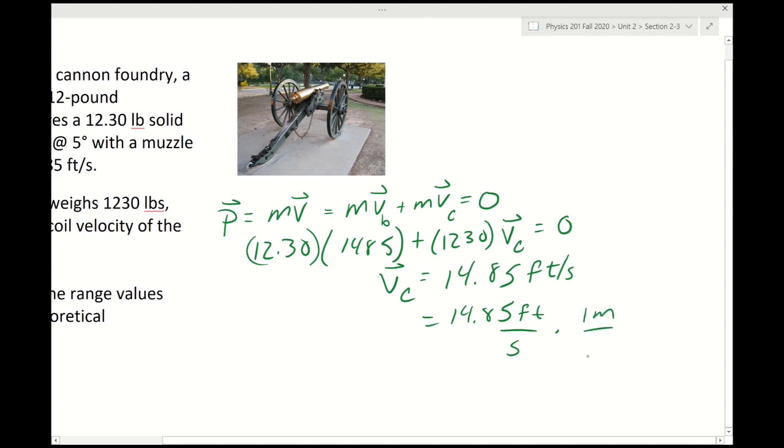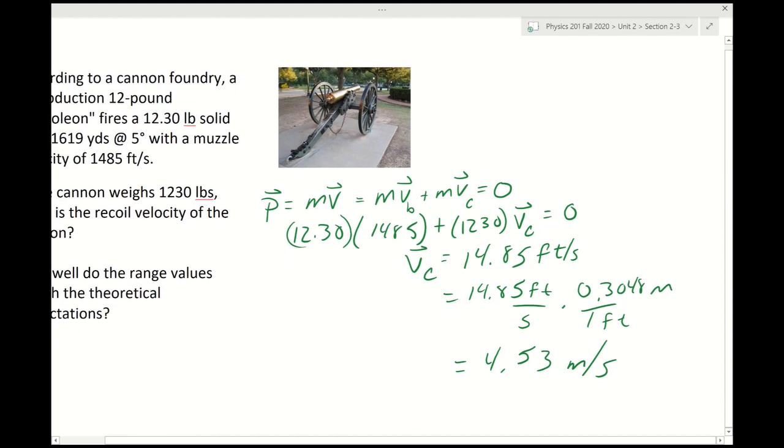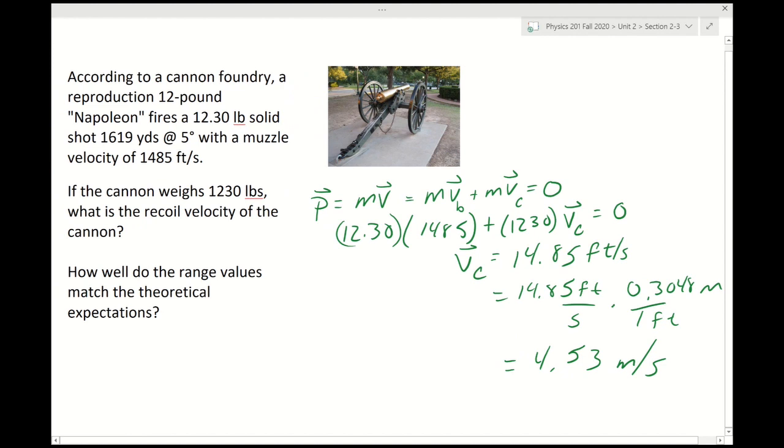1 foot is 0.3048 meters. So we're looking at about 4.53 meters per second for the recoil velocity. Again, ignoring any sort of frictional forces for the cannon.